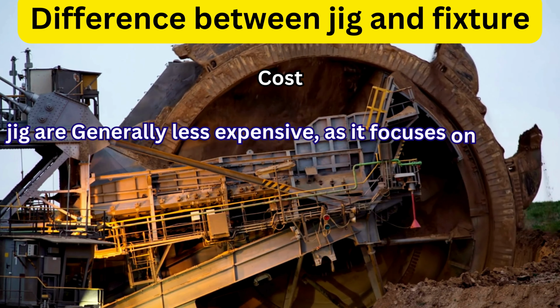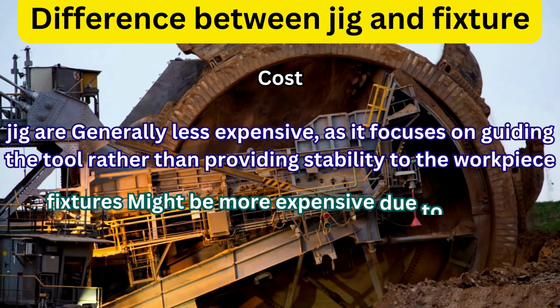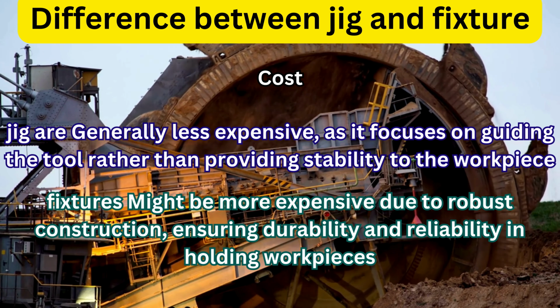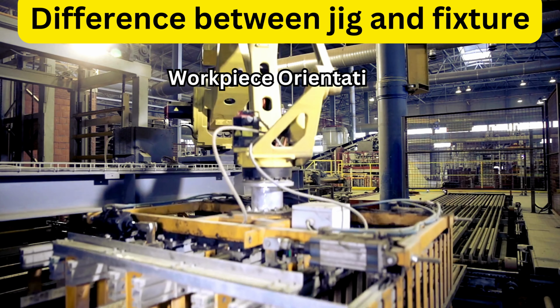Cost: Jigs are generally less expensive, as they focus on guiding the tool rather than providing stability to the workpiece. Fixtures might be more expensive due to robust construction, ensuring durability and reliability in holding workpieces.